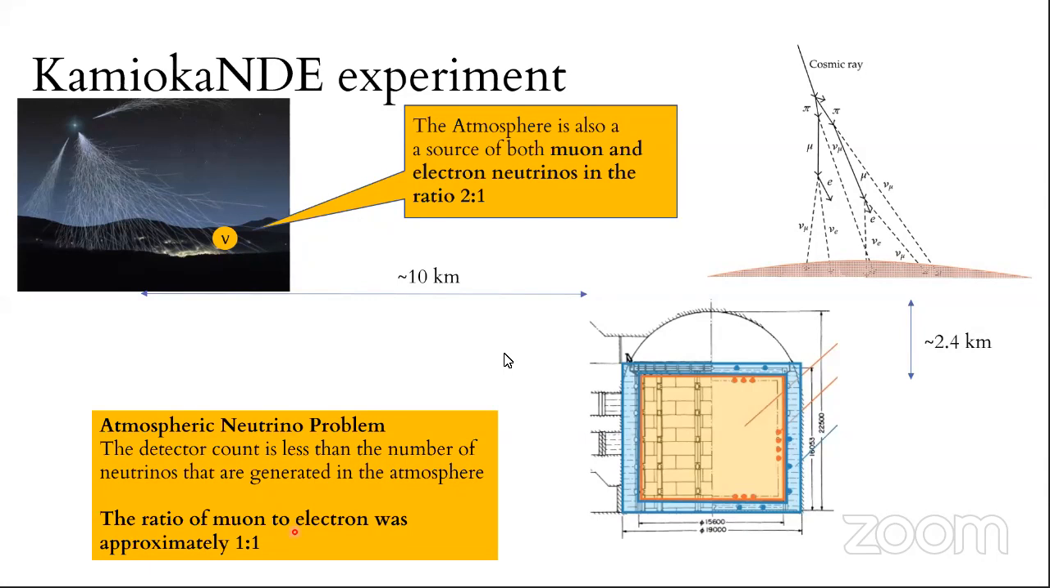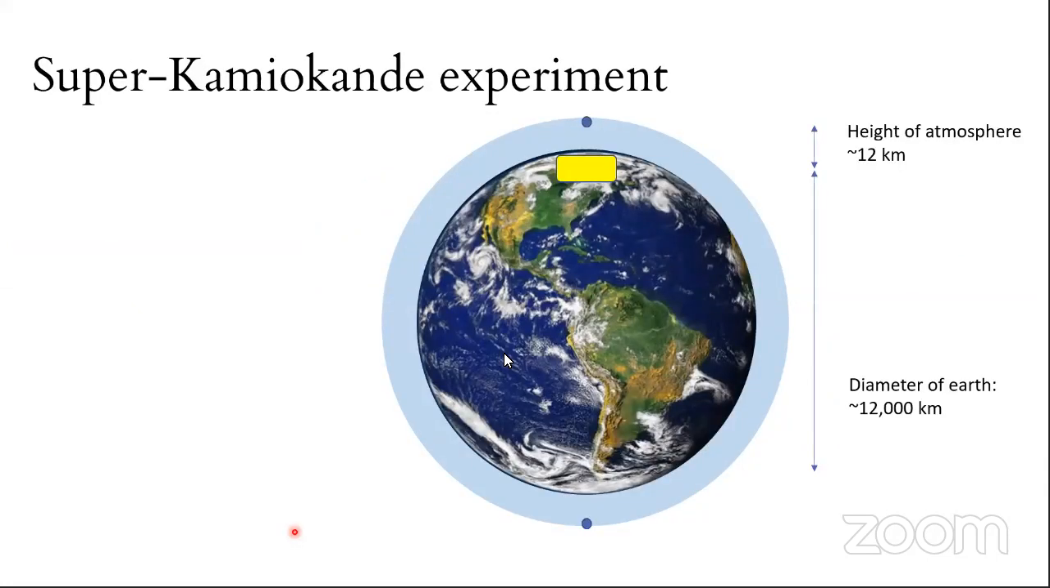So how was this problem solved? The Kamiokande experiment was upgraded to what we call the Super Kamiokande experiment, a much improved and much bigger detector than the previous experiments. What they did was measure the ratio of muon neutrinos to electron neutrinos as a function of distance. So this is the Earth, and this is the Super Kamiokande detector inside the Earth. This is the atmosphere that I've drawn, and the height of the atmosphere is around 12 kilometers, and this is the diameter of the Earth.